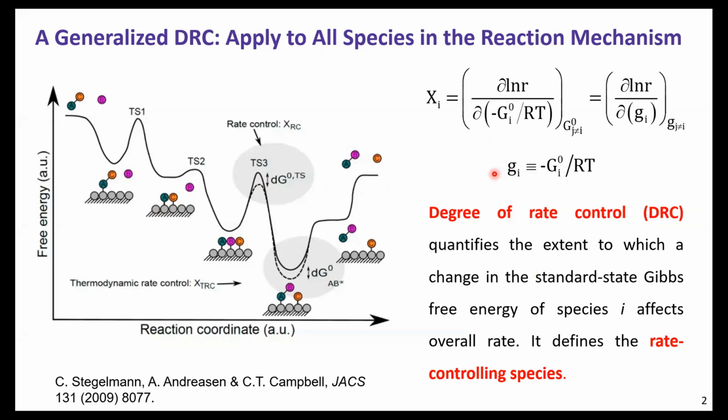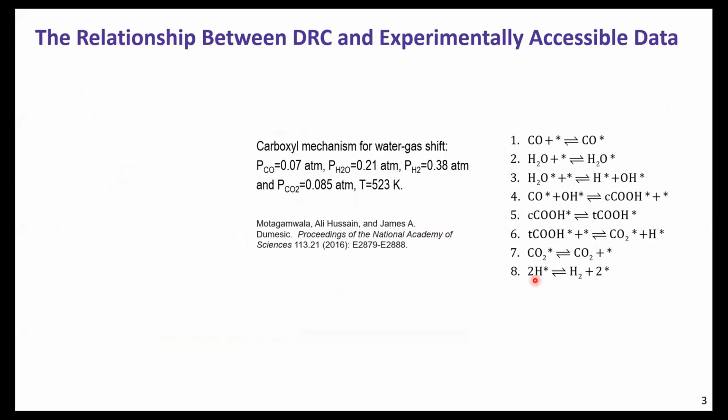In some of my following slides, I will use this small reduced g instead of the negative capital G over RT. So using degree of rate control analysis, you can simplify a very complicated reaction mechanism into a few species with non-zero DRCs. These species we call the rate controlling species. You may think the DRC is just a mathematical concept, but in fact, they are closely related to experimentally accessible data. Or you can say you can measure the DRC in experiments.